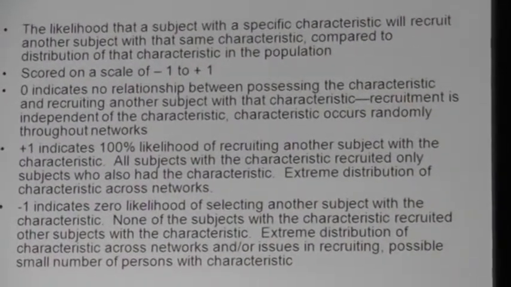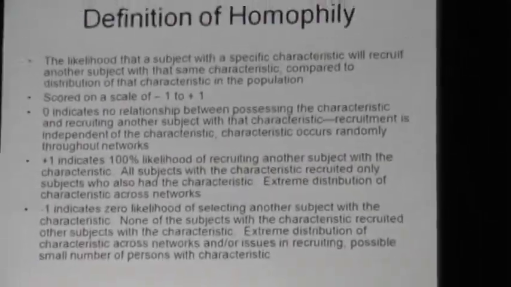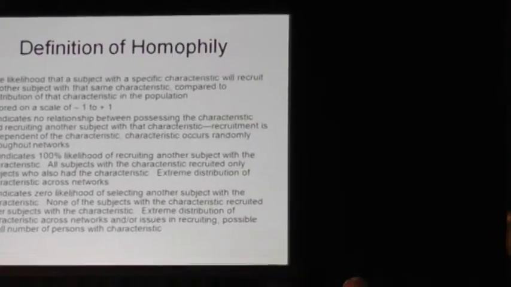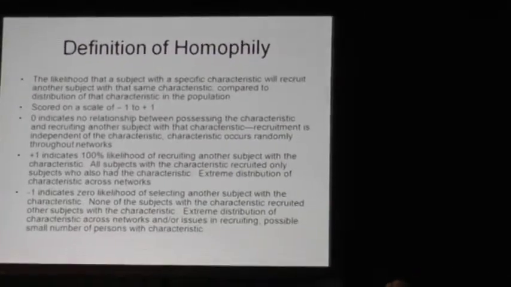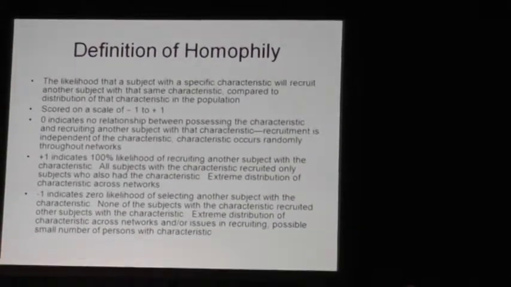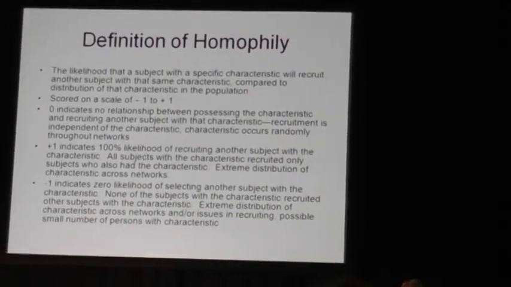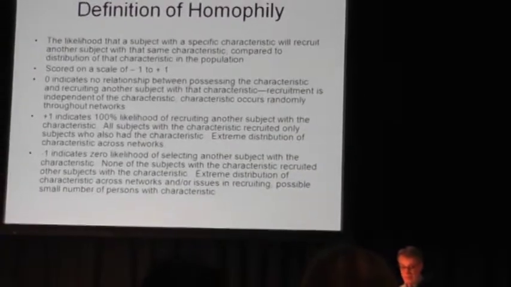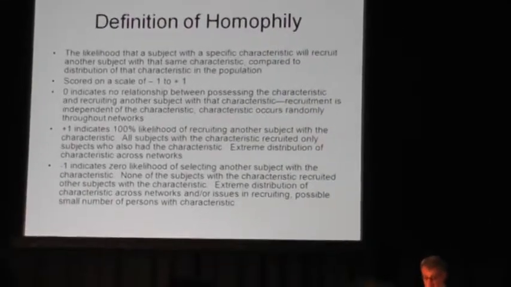A 0 indicates no relationship between possessing the characteristic and recruiting another subject with that characteristic. That is, recruitment is essentially independent of the characteristic occurring, and the characteristic occurs randomly throughout the networks. A +1 indicates a 100% likelihood of recruiting another subject with the same characteristic. That all subjects with the characteristic recruited only subjects who also share the characteristic. And this often occurs with extreme distributions of the characteristic across networks.